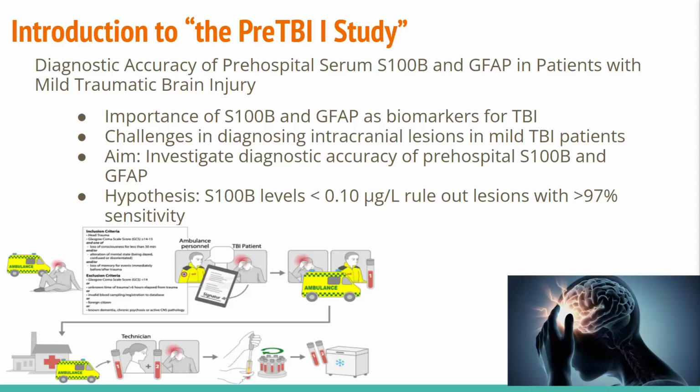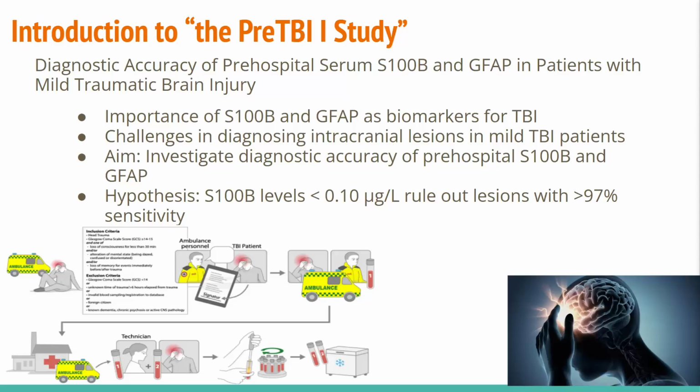So what's the focus of the pre-TBI study? This research looks into the diagnostic accuracy of pre-hospital levels of S100B and another biomarker, glial fibrillary acidic protein, also known as GFAP, in patients with mild TBI. Given how crucial timely diagnosis is for managing TBIs, this study tackles some important challenges.